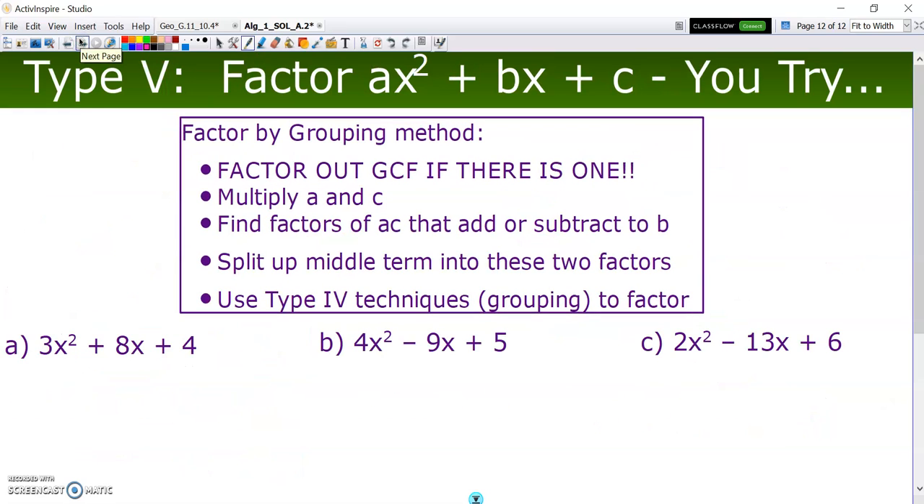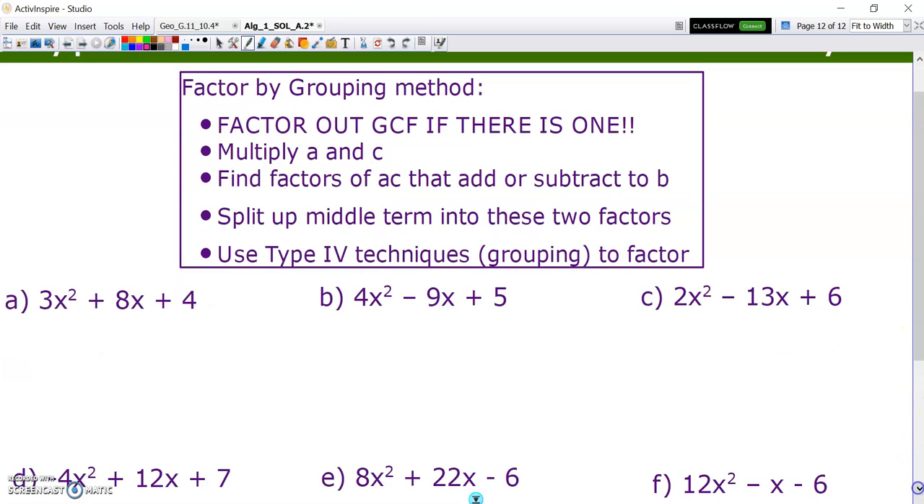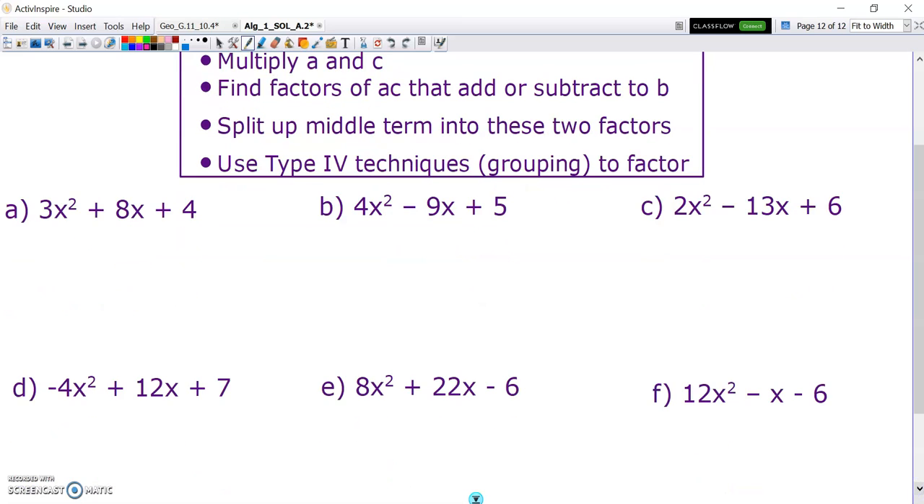You go ahead and practice your type 4 factoring or type 5 factoring. Remember, this is when you have a trinomial with a leading coefficient other than 1. If you have a GCF, you should pull that out first and then do this method. Go ahead and pause it and see how you do with these.